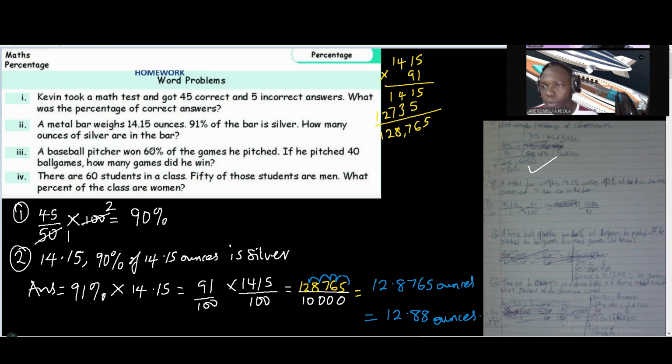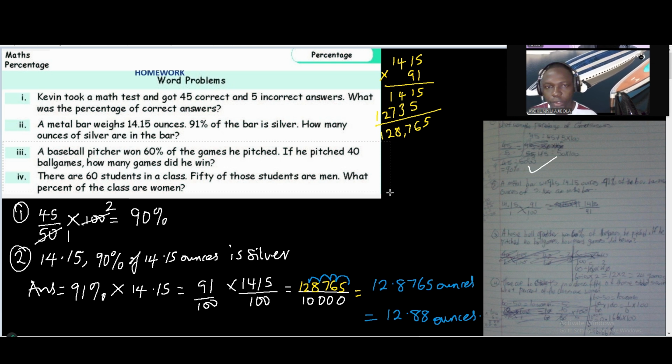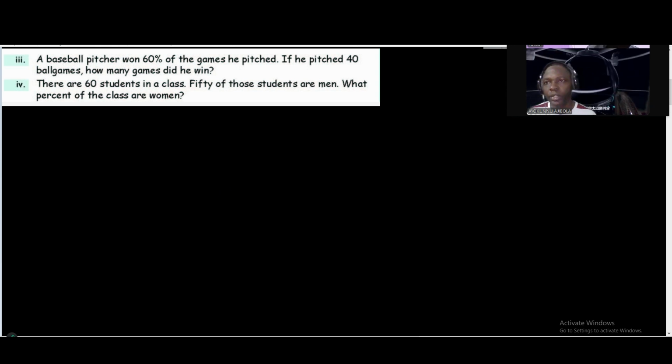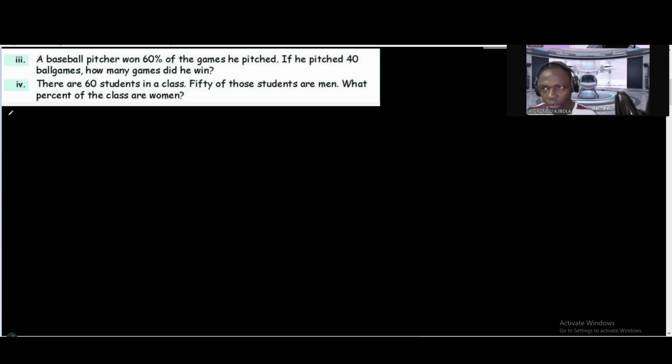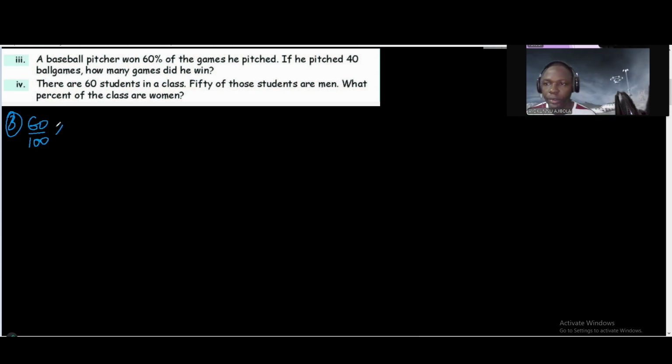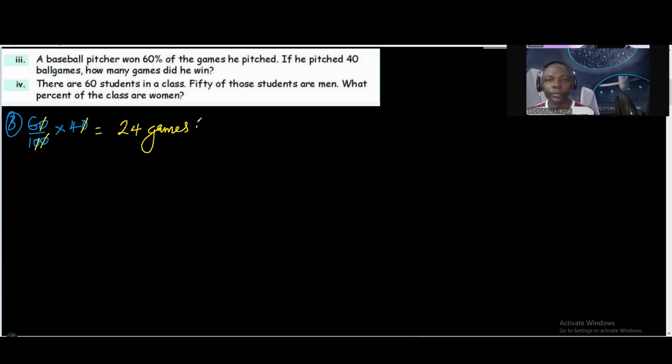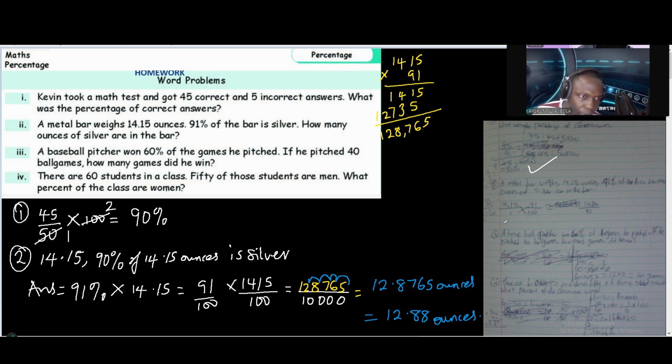So the next one says a baseball pitcher. Let's take this to the next page and quickly address it. A baseball pitcher won 60% of the games he pitched. If he pitched 40 ball games, how many games did he win? So just find 60% of 40, okay? 60 over 100 times 40. So we got two zeros at the top and two zeros at the bottom, canceling themselves. So we have 6 times 4, and that is 24 games, okay? You got that? Okay, you got 24 games.